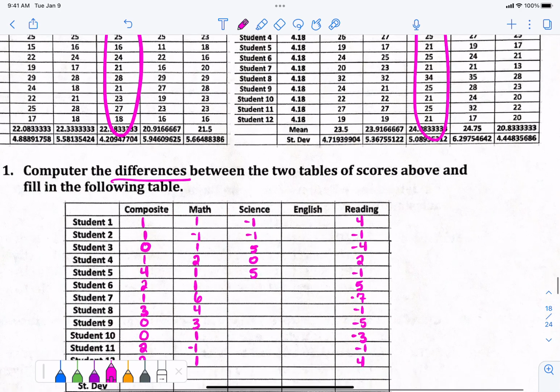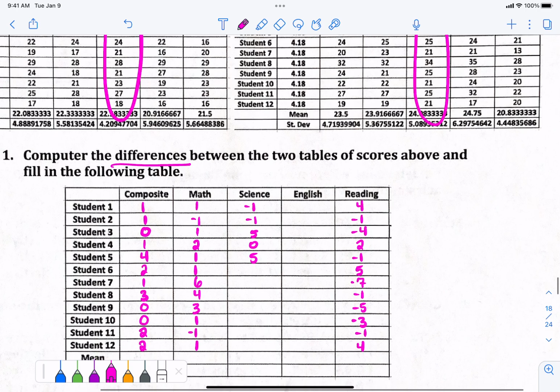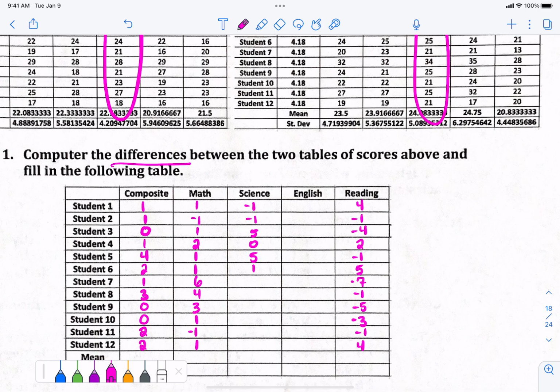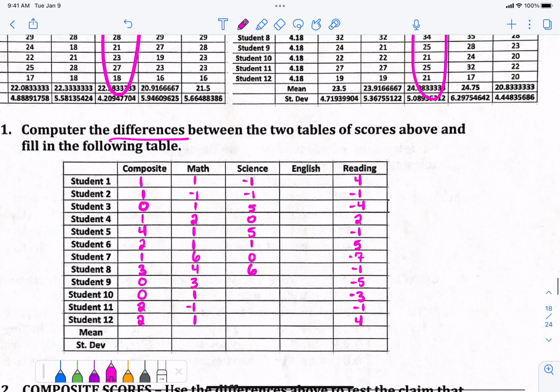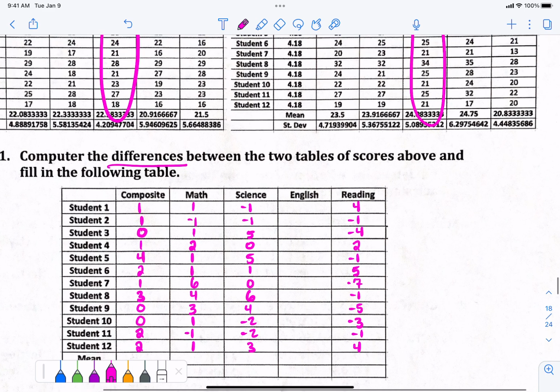Oh, you already did that. Check it to make sure. 4, negative 1, negative 4, 2. What's that number? Negative 1, that's what it is. 5. Who had science? I did. That's right. Yeah, negative 1. Good on science? All right, I got English left.